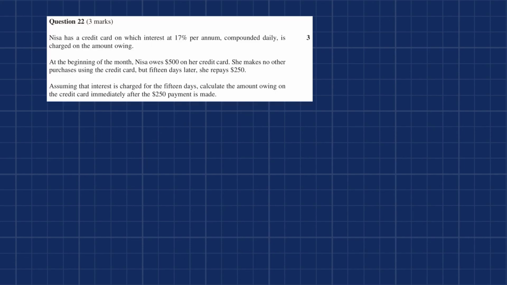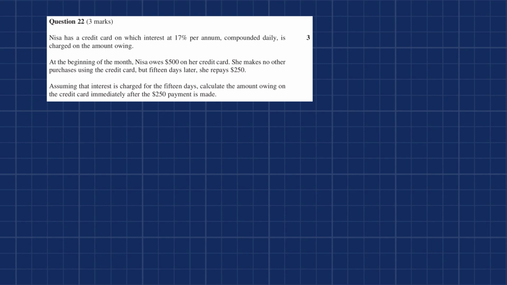Question 22, continuing with the finance theme. NISA has a credit card on which interest at 17% per annum compounded daily is charged on the amount owing. At the beginning of the month, NISA owes $500 on her credit card. She makes no other purchases using the credit card, but 15 days later, she pays $250. Assuming that interest is charged for the 15 days, calculate the amount owing on the credit card immediately after the $250 payment is made.